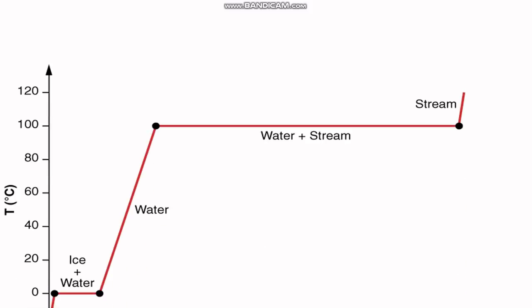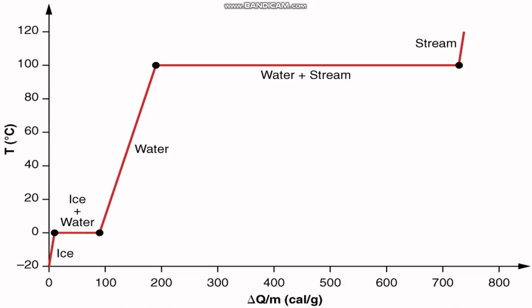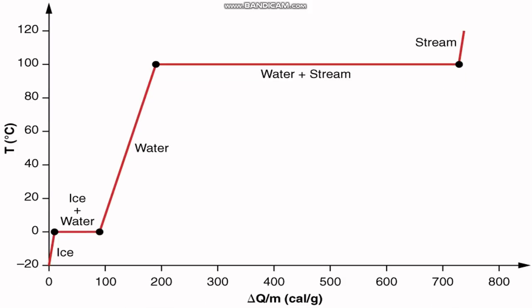The process of heating of ice till it converts into steam can be represented graphically by this graph. Now over here, you can observe that on the y-axis, recorded temperature is being noted, and on the x-axis we have the heat given.